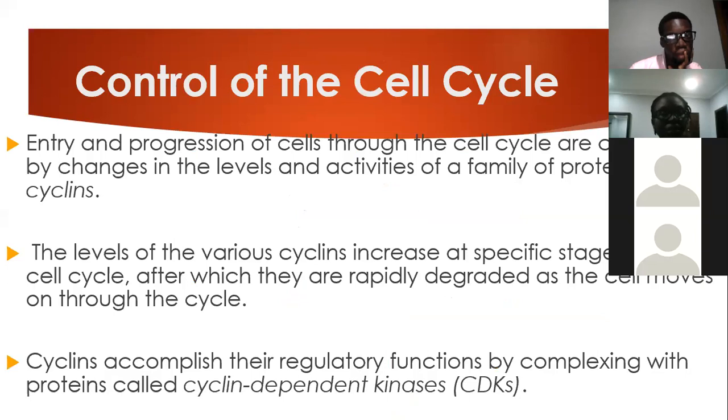Now, before a cell goes through the cell cycle, it has to be activated by a family of proteins called cyclins. These are the ones that help the cell to move through the cell cycle. The cyclins are also regulated by a set of proteins called cyclin-dependent kinases. You have all these regulations built in so that the system doesn't go haywire and the cell doesn't continue dividing uncontrollably. So at every point, there are always checks and balances.